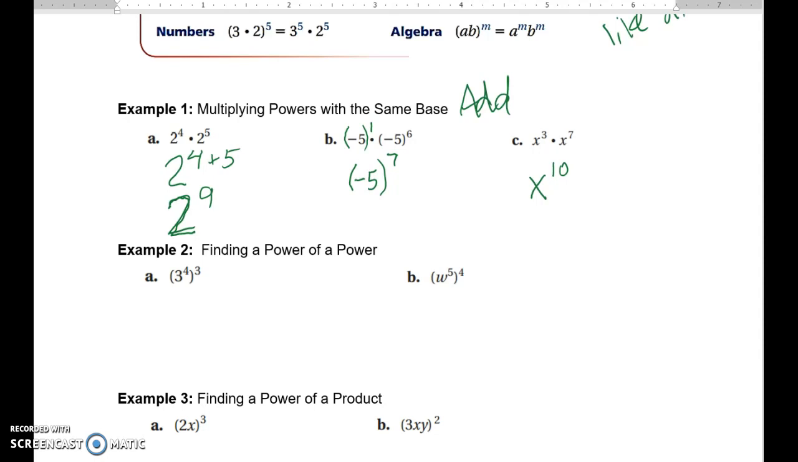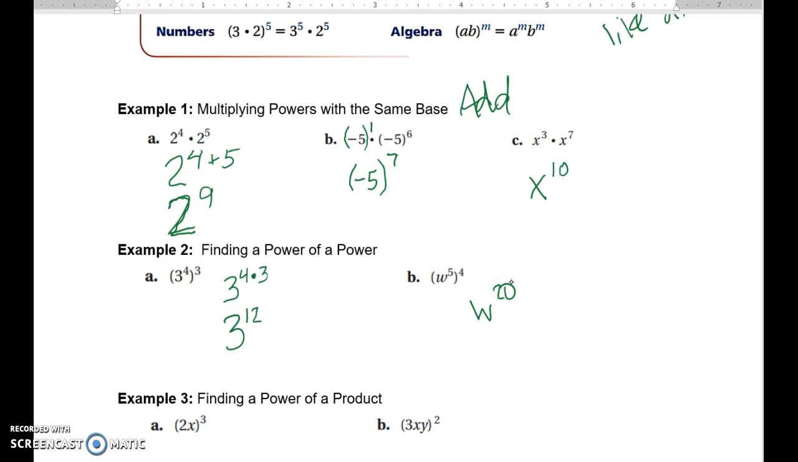And then a power to a power. Like I said before, this is super powerful. So this is going to be 3 to the 4 times 3. Before we were adding, now we're multiplying. So this one is 3 to the 12th. And this one, again, power to a power, we are multiplying, so that is w to the 20th.